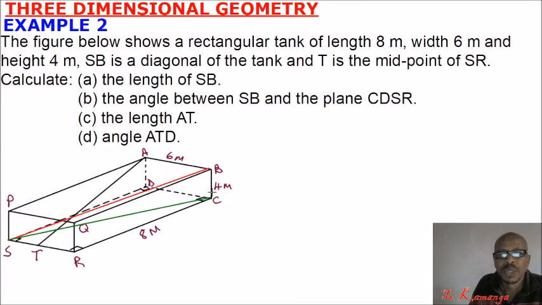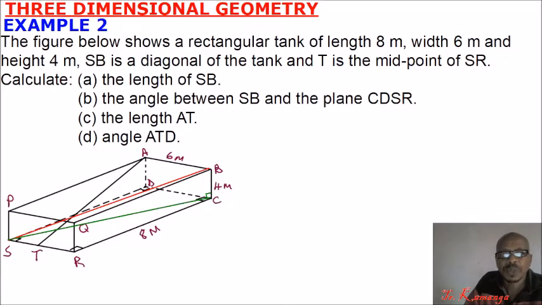SC, because here it is a right angle. So SCB is a right angle triangle. Therefore, we can use the Pythagoras theorem. But we don't know SC. So what we do is we use SR and RC, because it is also a right angle triangle, to get SC. Once we get SC, we will be able to use it and BC to get SB. So that is the procedure.